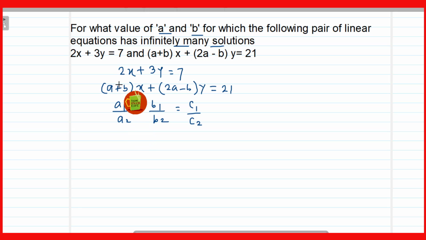a1 upon a2 is the ratio of the coefficients of x, so it will be 2 upon a plus b. That is equal to b1 upon b2, that is the ratio of the coefficients of y, that is 3 upon 2a minus b, which is equal to c1 upon c2, that is the ratio of the constant terms, that is 7 by 21.